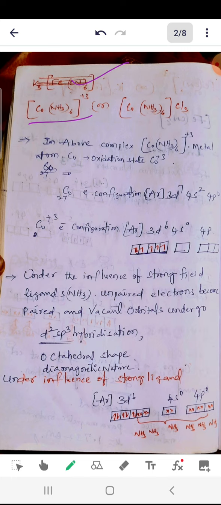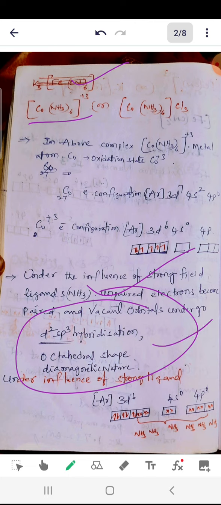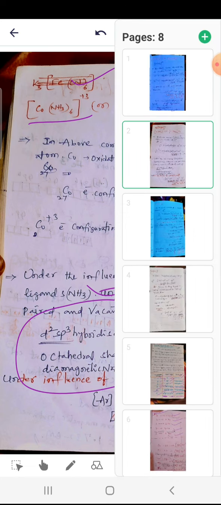So coordination number 6 means it is sp3d2 or d2sp3. So based on the ligand nature, easily we can find out here. A strong field ligand means inner orbital d2sp3 hybridization, and the structure is octahedral. This is the main component: the hybridization, the shape, and the magnetic nature. This point you can mention here.